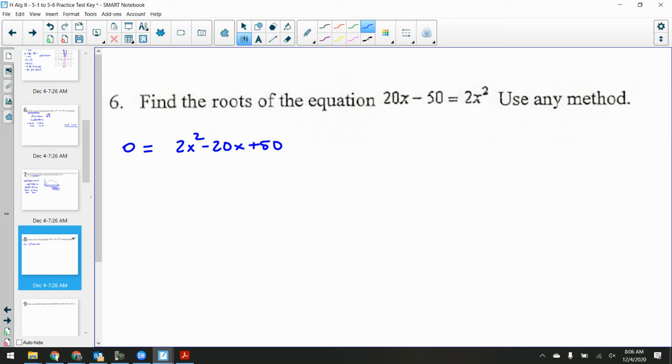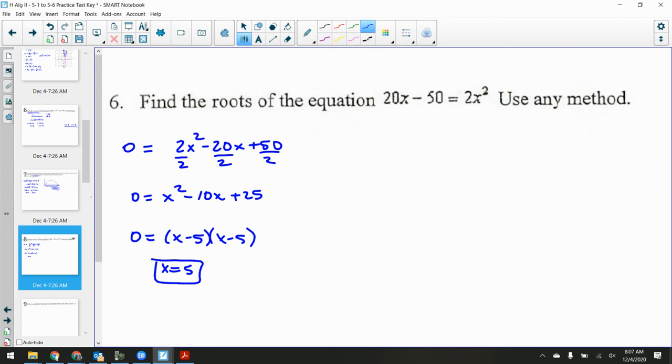I can factor out a 2. You want to do that? Let's see what happens when I divide out a 2, because maybe this might complete the square pretty easily. So I've got 0 is equal to x squared minus 10x plus 25. Oh, I don't even need to do that. What are the factors of 25 that add to get to negative 10? Negative 5, negative 5. Yeah. So this actually turns into 0 is equal to x minus 5, x minus 5. So my solution is x equals 5.